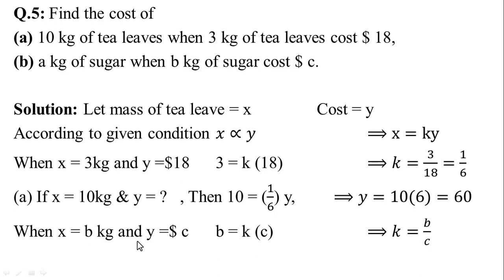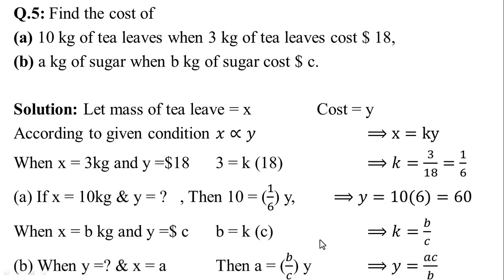In the second relation, when B kg of sugar costs $C, then X is equal to B and Y is equal to $C. B is equal to KC. The value of X is B and Y is C. We find the value of K. This implies that K is equal to B upon C.